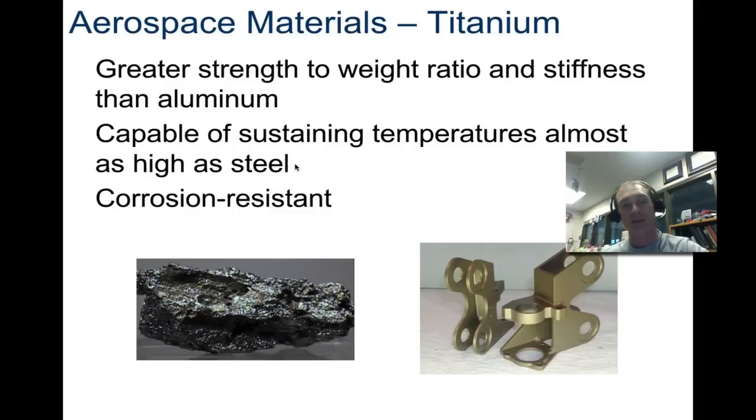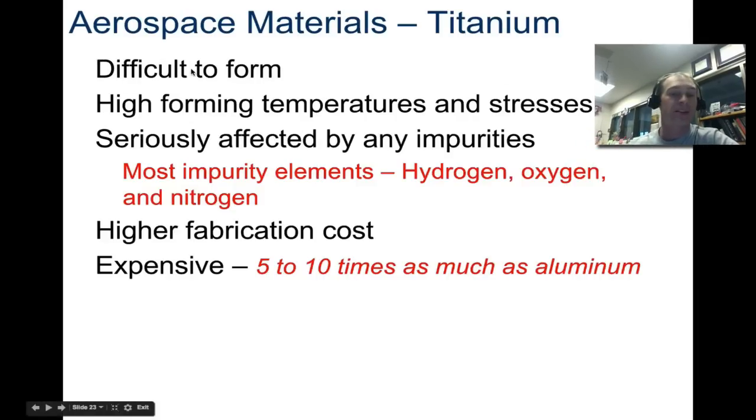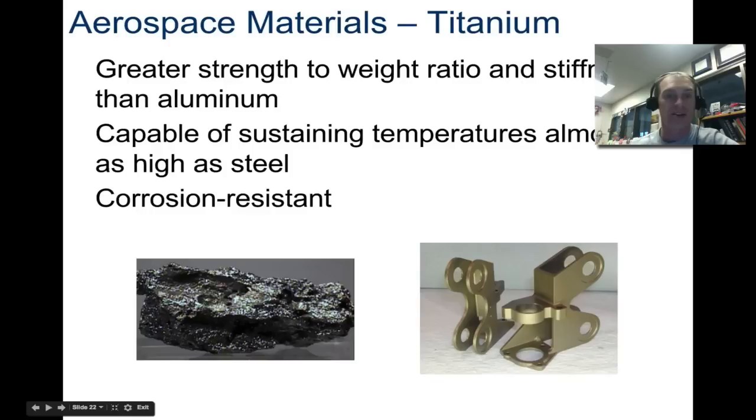So that was kind of steel's benefit. Now titanium gives you a little bit of both. But the downside is it's difficult to form. It has really high forming temperatures and stresses. So if you want to extrude it or form it or shape it, you've got to get really hot and you have to have a lot of pressure involved. It's also very, very expensive, which is why it's only used in applications that need this super great strength to weight ratio and to be able to sustain high temperatures like that of steel.